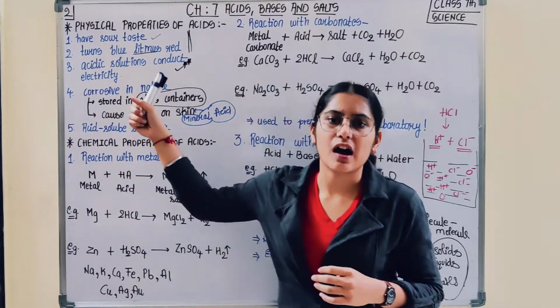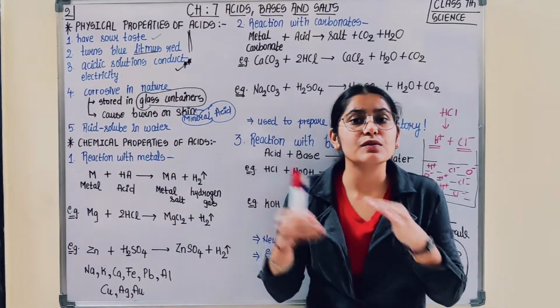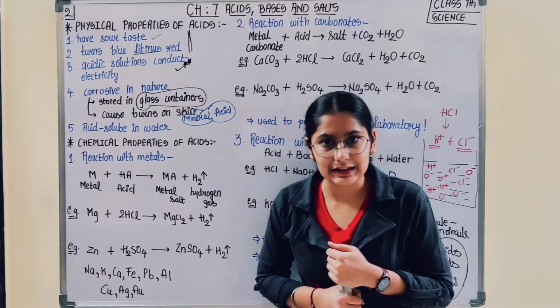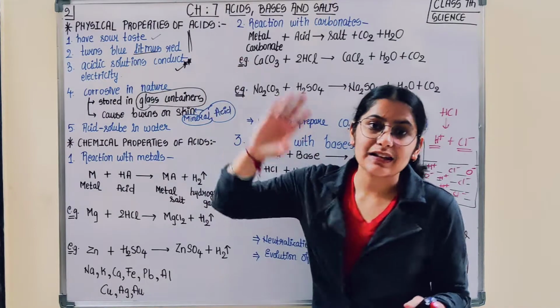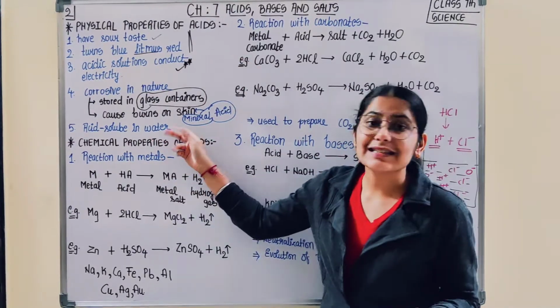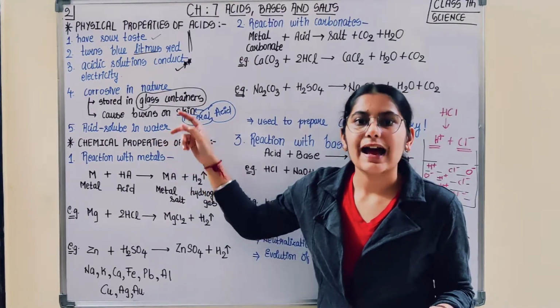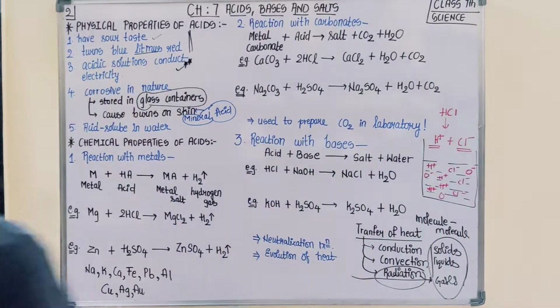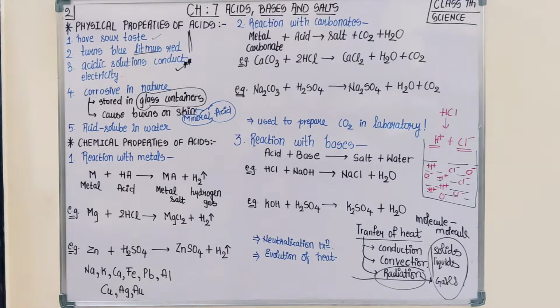First, they have a sour taste. Second, they turn blue litmus paper red, which is about indicators. Next, acidic solutions conduct electricity. Acids are soluble in water and they are corrosive in nature. I hope the physical properties are easy and there is nothing much to make you aware about.